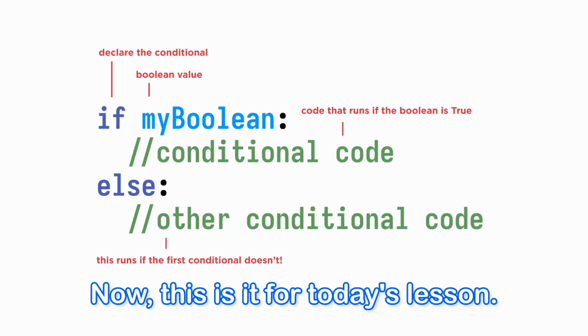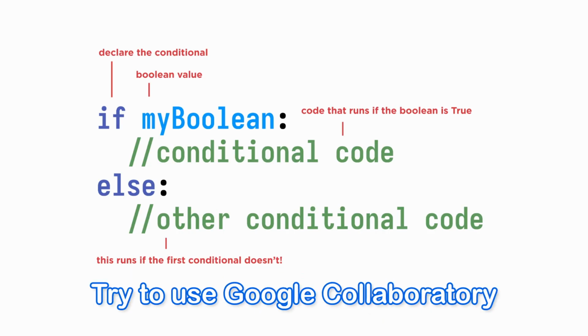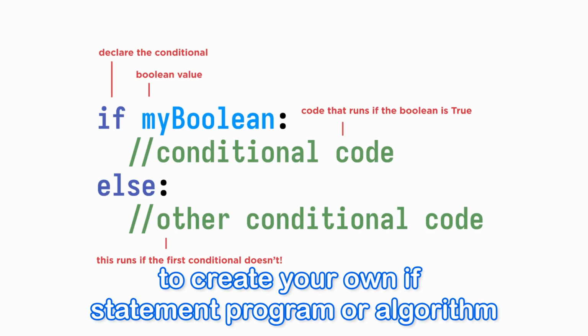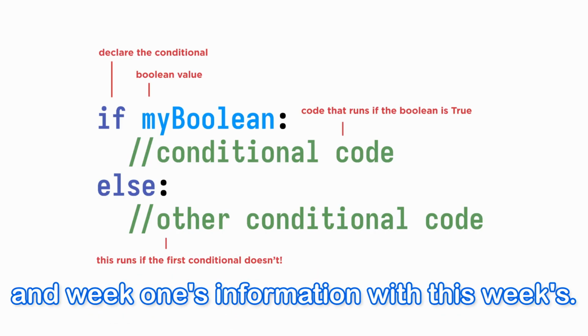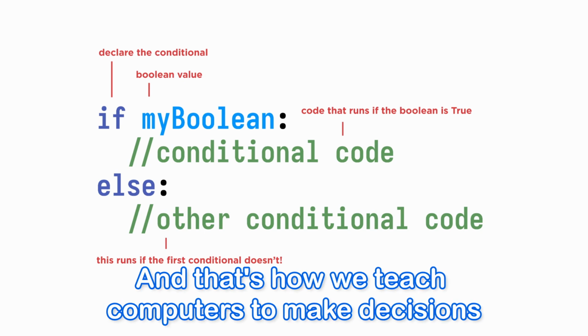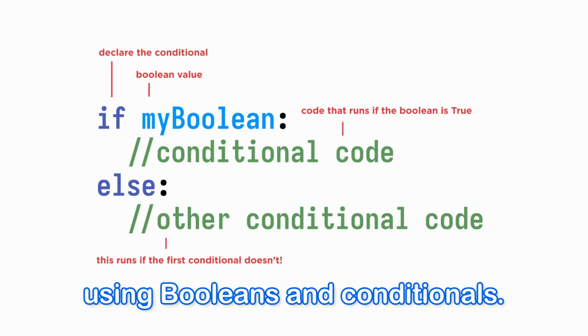Now, this is it for today's lesson. Try to use Google Colaboratory to create your own if statement program or algorithm and try to see if you can incorporate week 2 and week 1's information with this week's. And that's how we teach computers to make decisions using Booleans and conditionals.